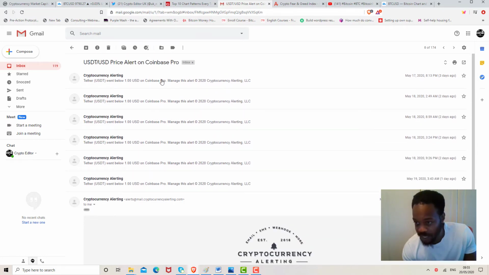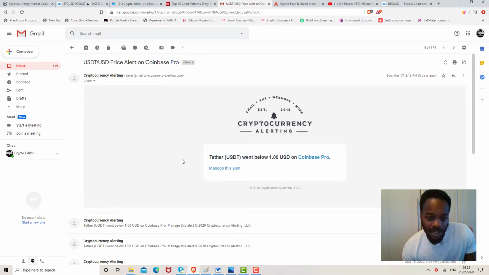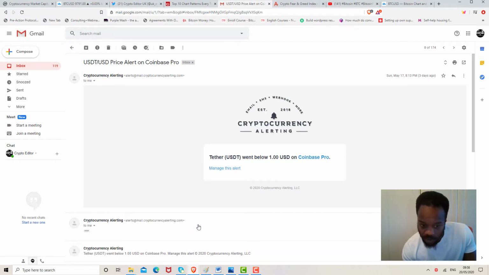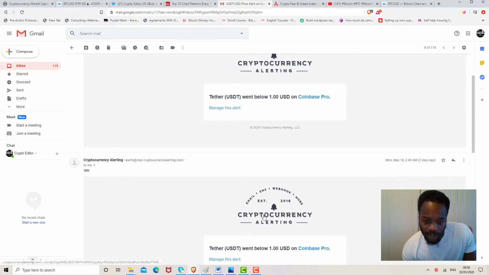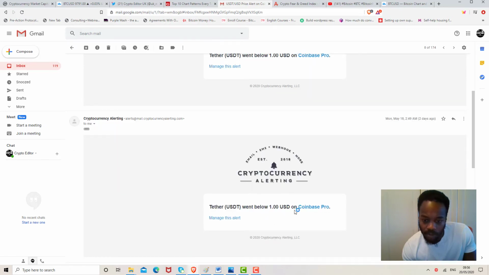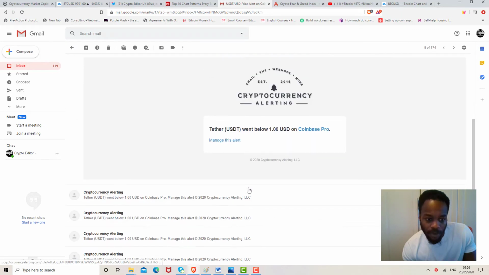So going from the 17th to the 20th. On the 17th, I had an email to alert me Tether went below $1 on the USD Coinbase Pro, followed two days ago by another email just to confirm. So the same thing here: USDT went below one US dollar on Coinbase Pro.